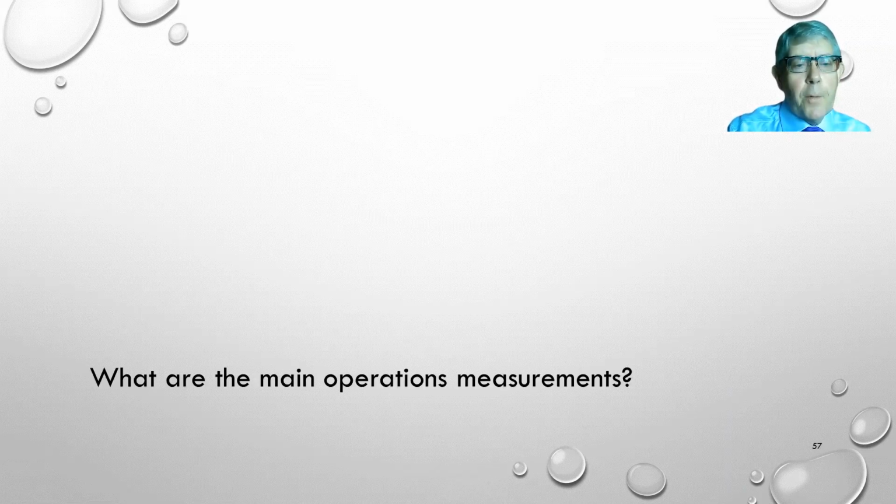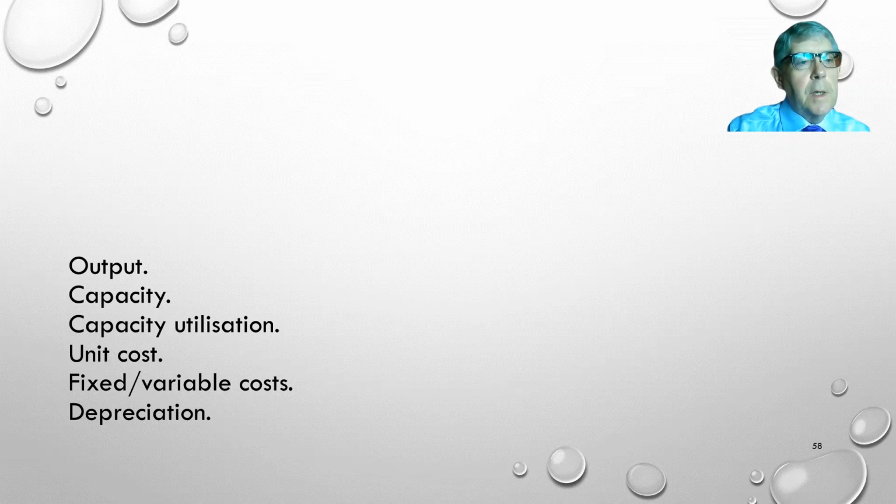What are the main operations measurements? Output, capacity, capacity utilisation, unit cost, fixed and variable costs, and depreciation. Now, depreciation refers to loss of value of a fixed asset over a period of time.